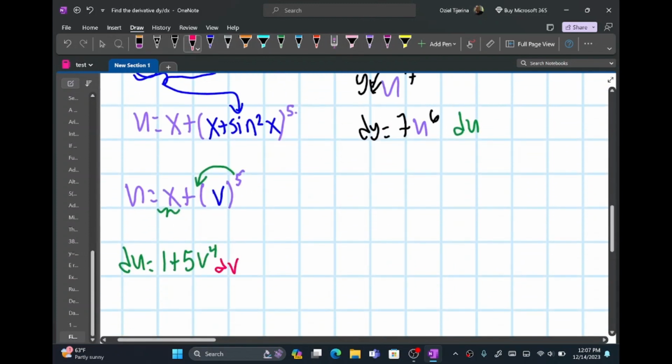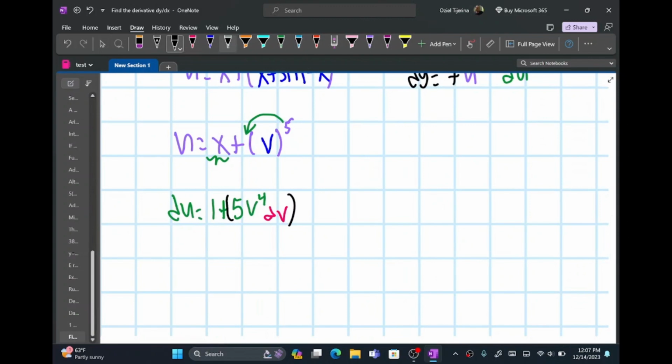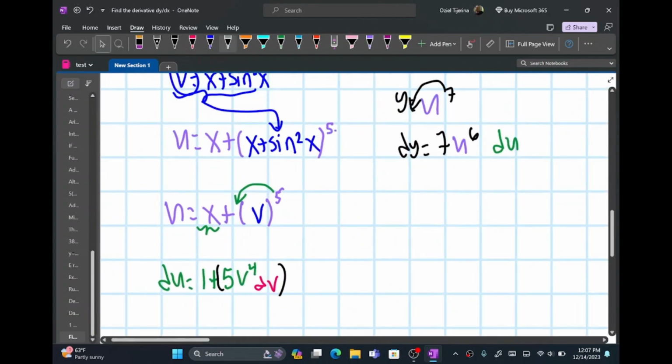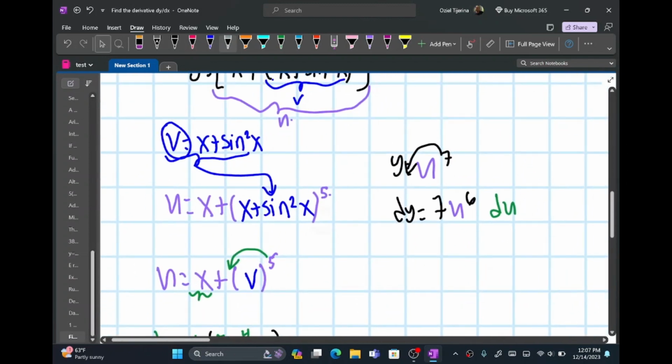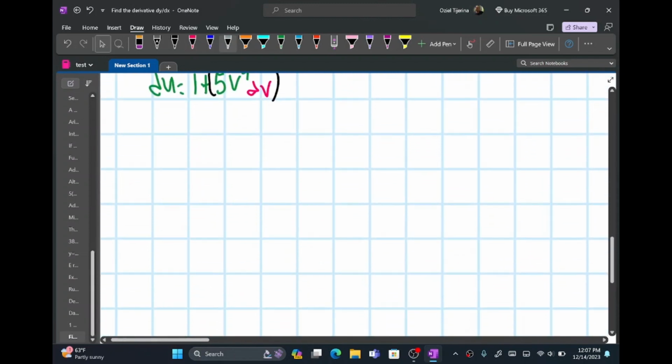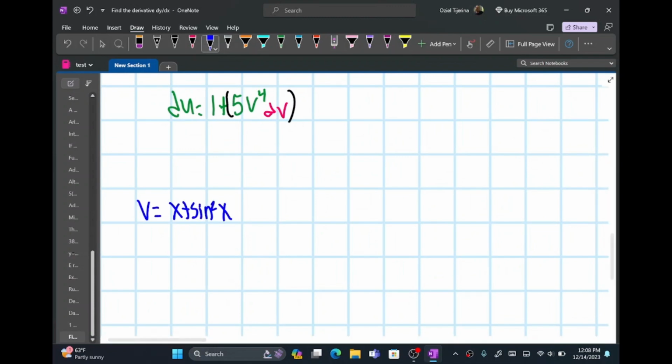So dv, but again, dv only applies to this part, okay? You just really want to be careful. Now what we're going to do is find dv. So we know v is x plus sine squared of x, right? So I'm going to rewrite this again. V is x plus sine squared of x.